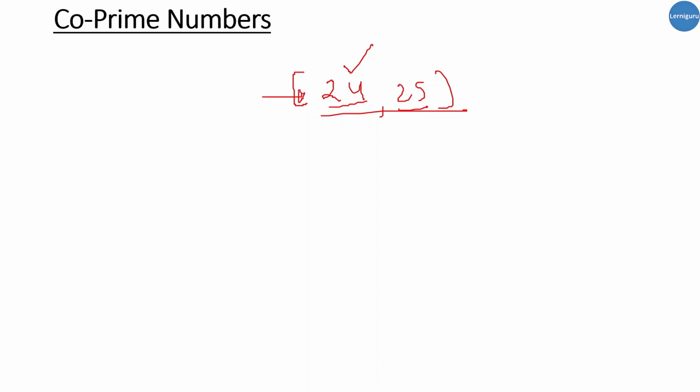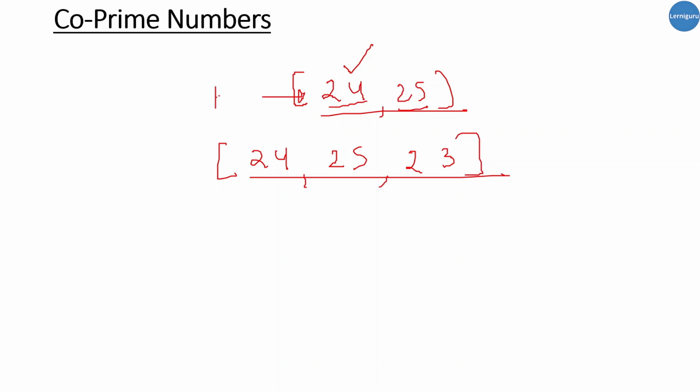So co-primes are pairs of numbers, and this can also be three numbers, five numbers, or n numbers, like 24, 25, and let's write 23. These are also co-prime numbers. Basically, when the HCF of a pair of numbers or n numbers is 1, those numbers are called co-prime numbers.